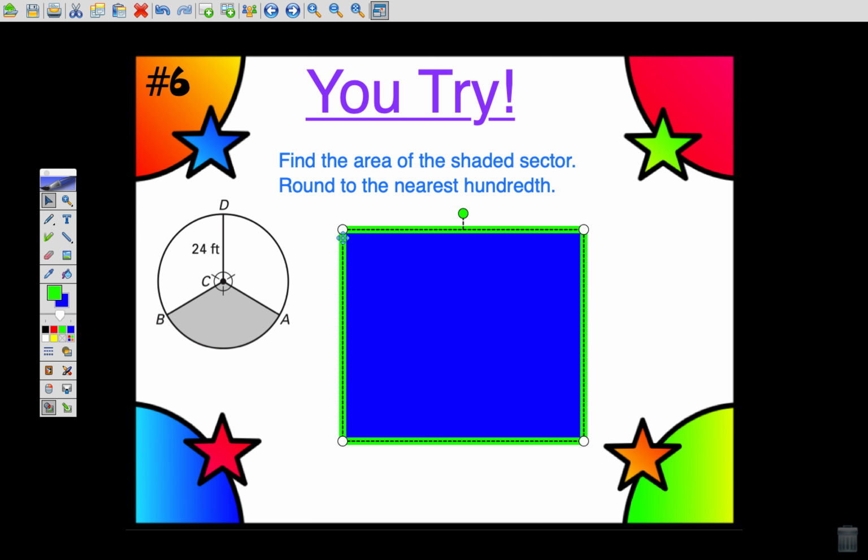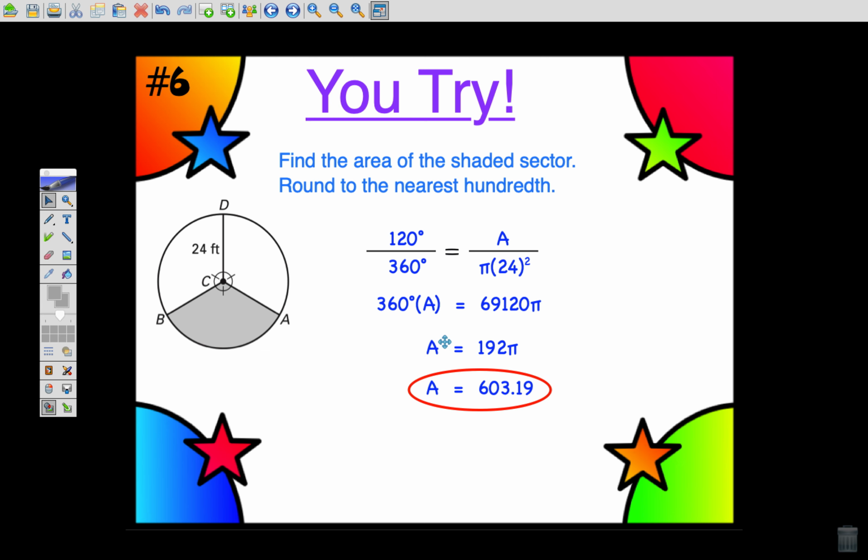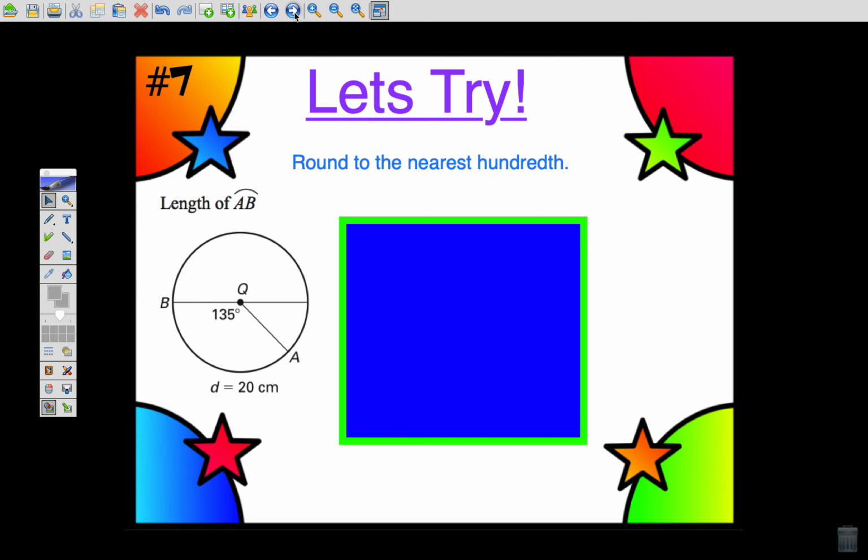All right, 1/3 of the circle, of course, is 120. Your radius is 24, so that's what it should look like when you set it up. And you get about 603.19. All right, so that's pretty much it.